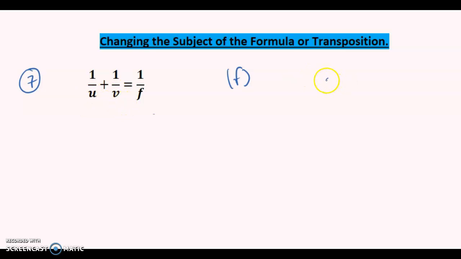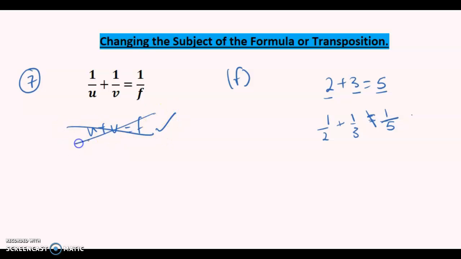Because if you're looking at an example, say 2 plus 3 is equal to 5. If I flip the 5 and got 1/5, is that the same as saying a half plus 1/3 is equal to 1/5? No. So you can't do that. You can't just flip this, and flip this, and get your answer, u plus v is equal to f, and that's it. Nope, nope, nope. That wouldn't work.